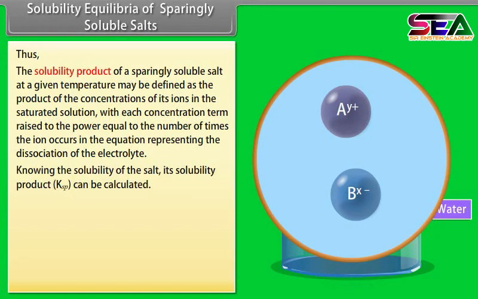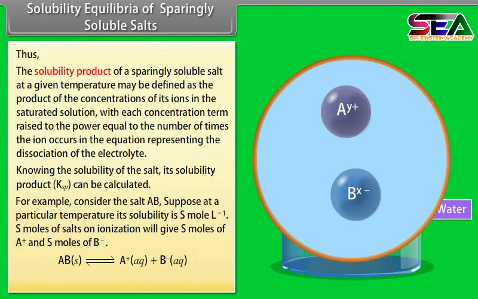Knowing the solubility of the salt, its solubility product can be calculated. For example, consider the salt AB. Suppose at a particular temperature its solubility is S mol L^-1. S moles of salt on ionization will give S moles of A+ and S moles of B-. Ksp = [A+][B-] = S x S = S^2.